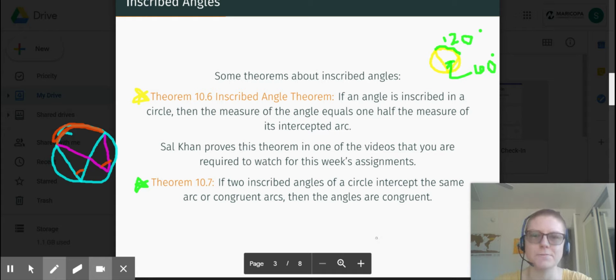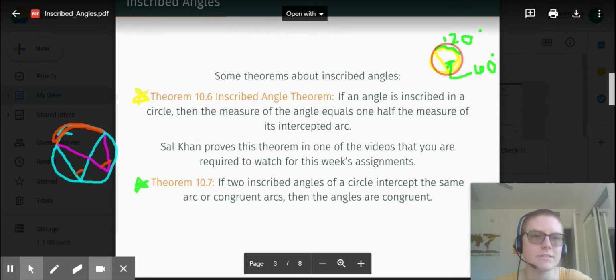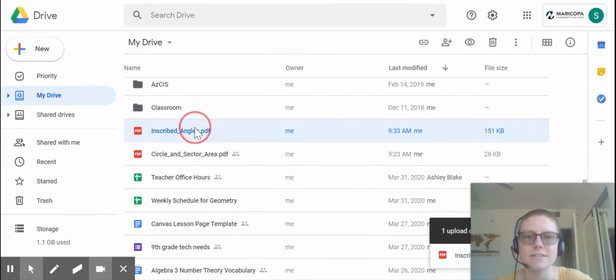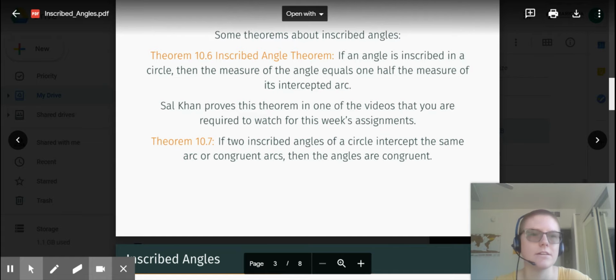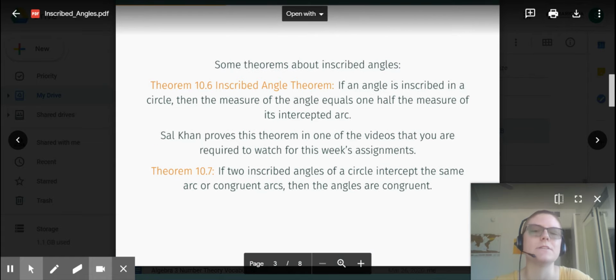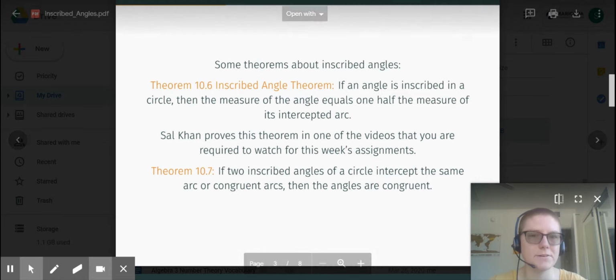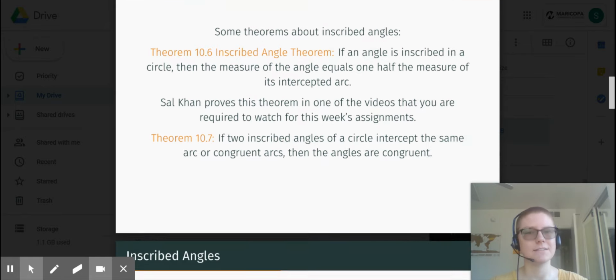So we've got two theorems. We've got a theorem about the measure of your inscribed angle, and a theorem about inscribed angles intercepting the same arc or congruent arcs making them congruent. All of my drawings are gone, so I'm going to go ahead and just move on. If you need more time to write it down, go ahead and pause it so you can do that.